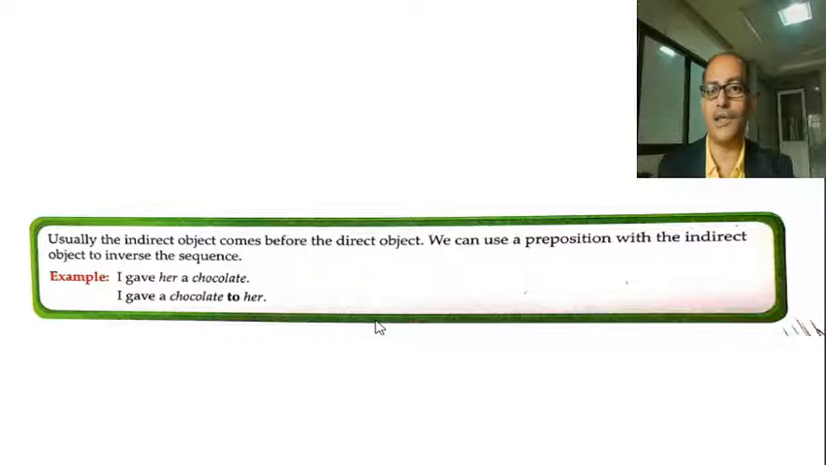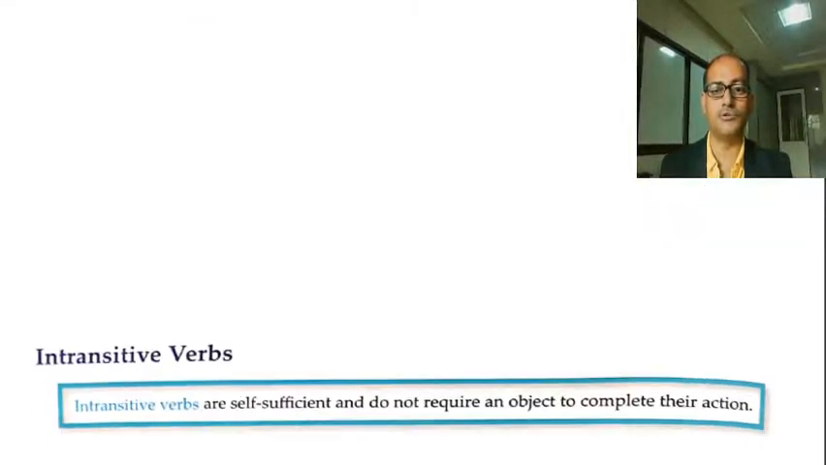Another example I shall give: I have handed over money to them. So money is an object and them is also an object. These are the two objects over here. Then further, we will go through intransitive verbs.